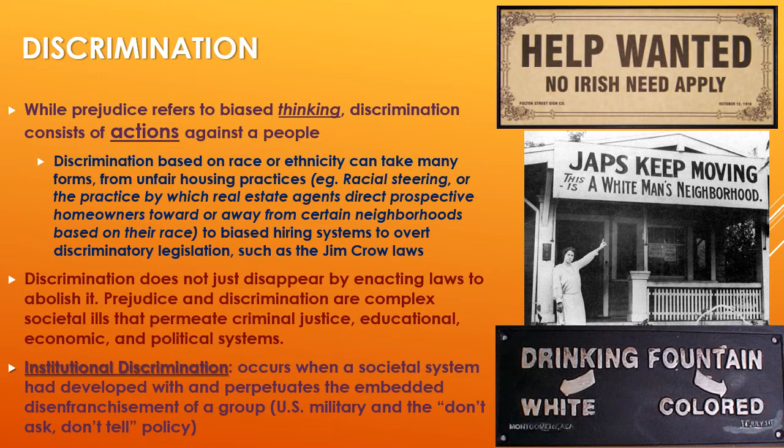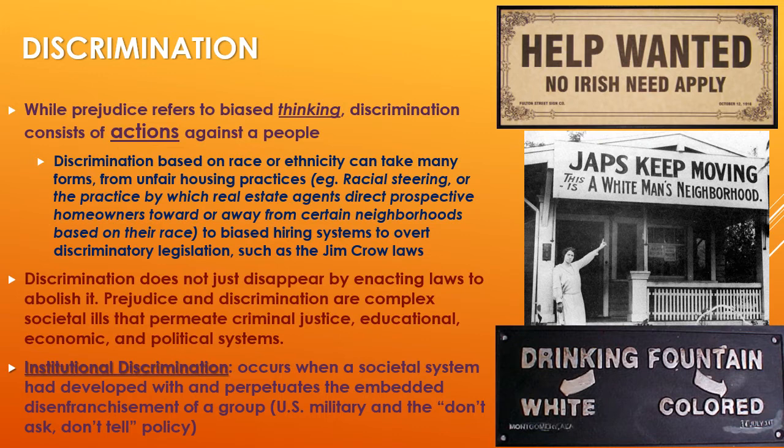Discrimination does not just disappear by enacting laws to abolish it, unfortunately. Prejudice and discrimination are complex societal ills that really permeate criminal justice, educational, economic, and political systems. And discrimination and prejudice take a long time to combat. Institutional discrimination occurs when a societal system has developed with and perpetuates the embedded disenfranchisement of a group.